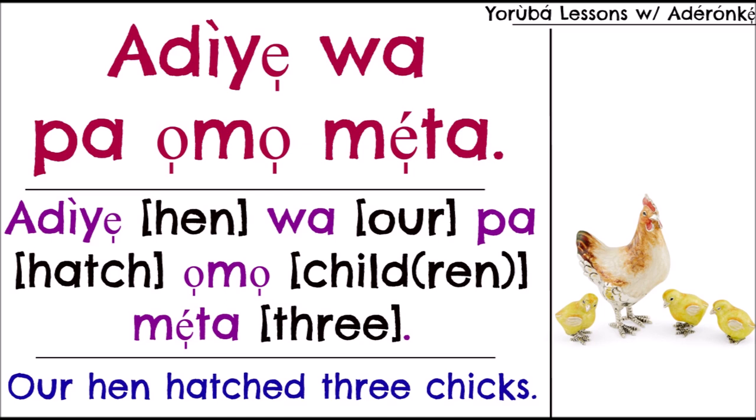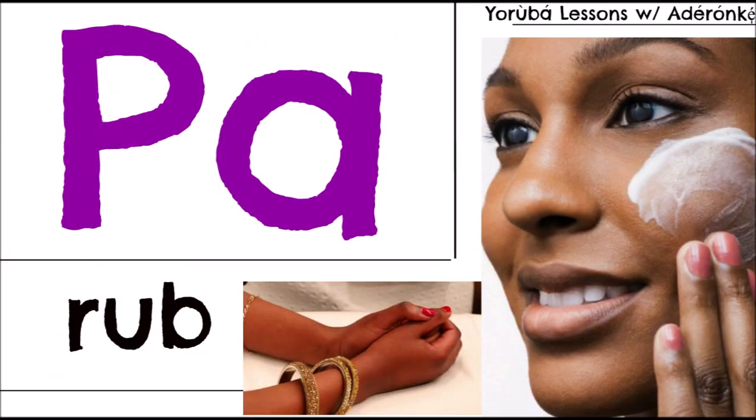In this case, you say three chicks because, I guess, per the English language, that's more specific to chicks. Our N hatched three chicks. Adiyewakpa omo meta. Moving on, pa could be rob.